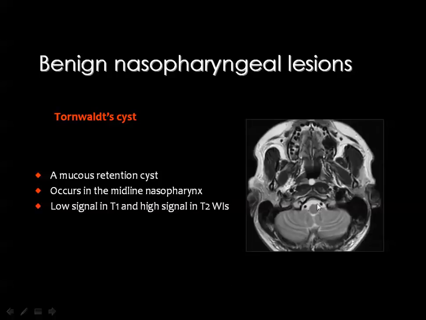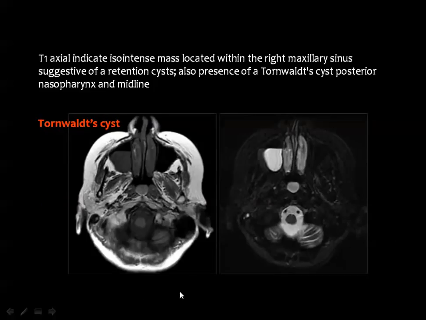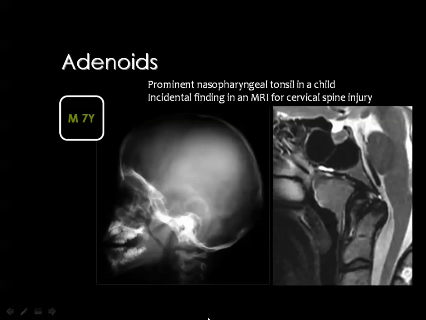It will show fluid signal, low signal in the T1, high signal in the T2. And it may show bright signal in the T1 if the contents are proteinaceous, but its location and appearance are almost typical. And this is an example of a Tornwaldt cyst which shows some increased signal in the T1 due to the proteinaceous contents, and the bright signal in the T2 is a characteristic site of the lesion.